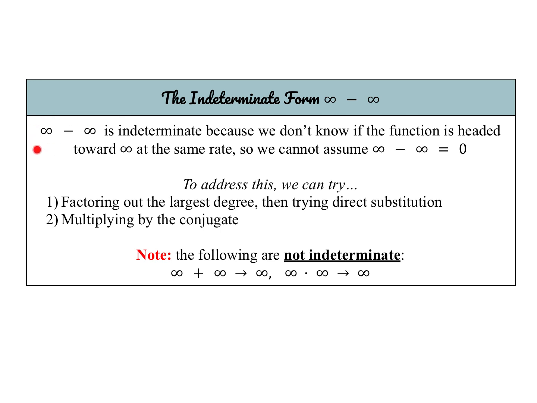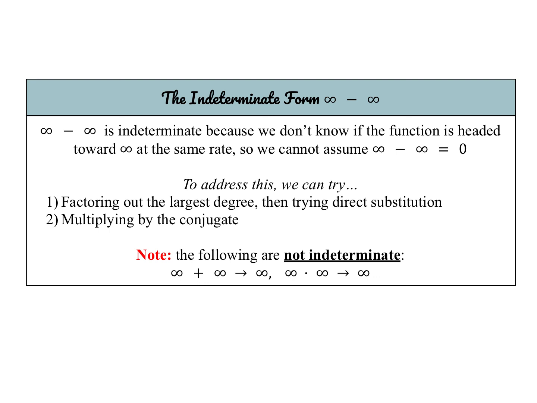So this would be considered indeterminate because we don't really know if the function is headed towards infinity at the same rate for these different portions. So we can't really say that this infinity is the same as this infinity, so we can't just assume that it's equal to 0. So again, infinity minus infinity is considered an indeterminate.